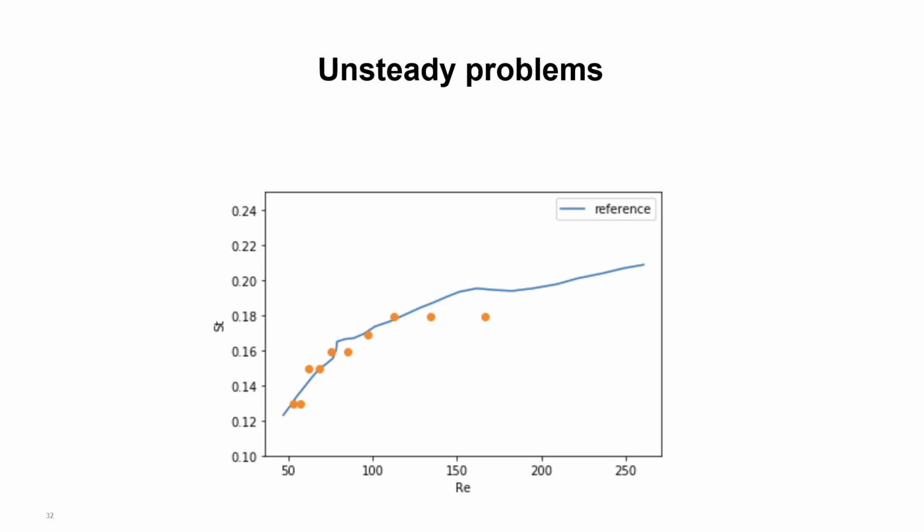The orange dots are my results computed using Modulus, and the blue line is a reference result from literature. You can see that they agree very well. What's very cool again is that I could simply do the training once, and then at inference time I can do the animation and compute values like the Strouhal number interactively, because inference is so fast.